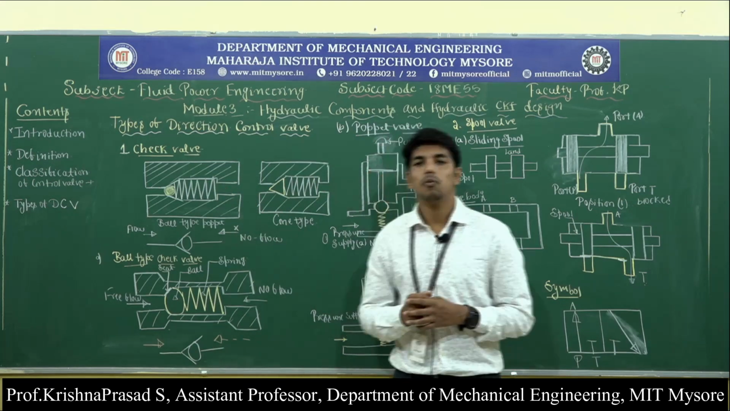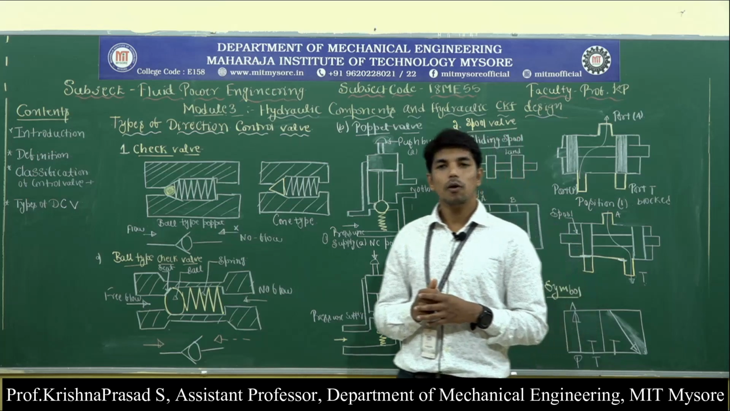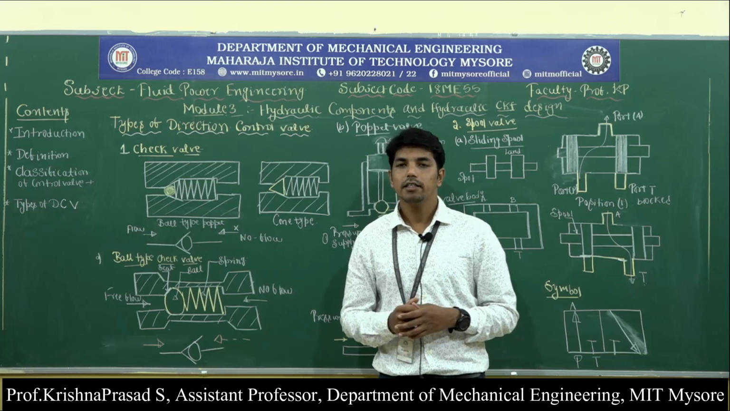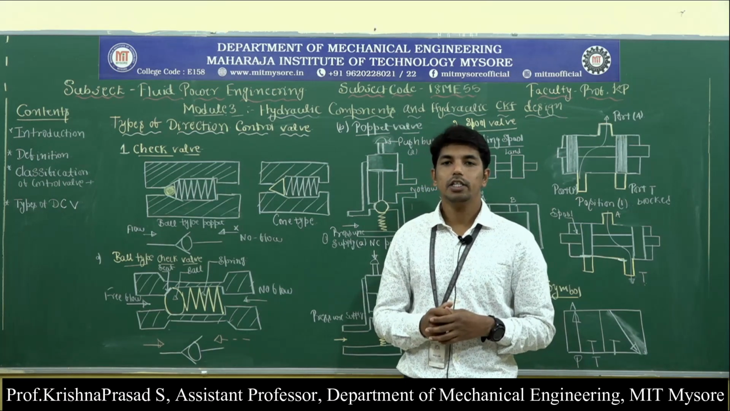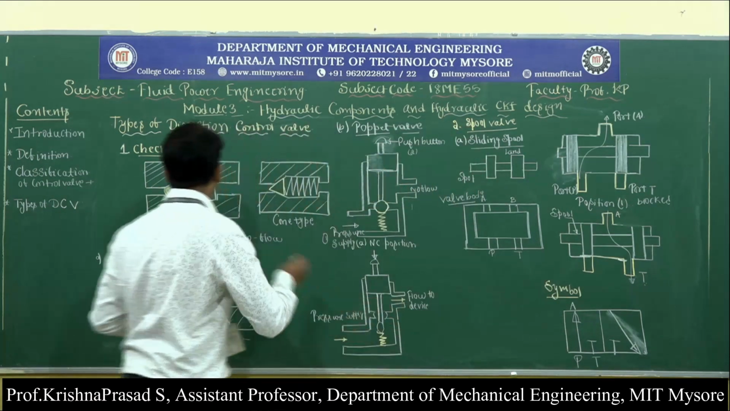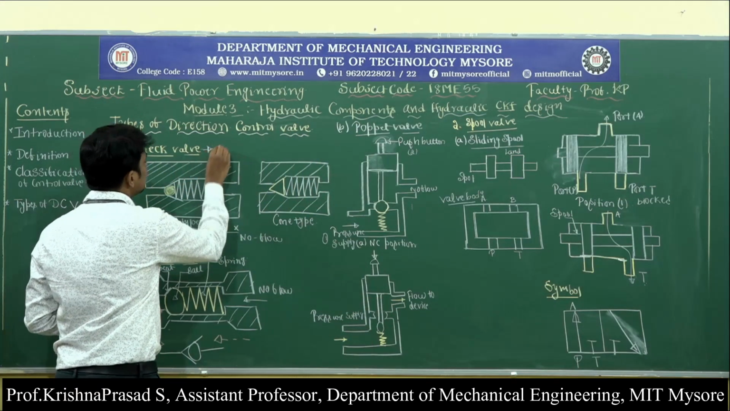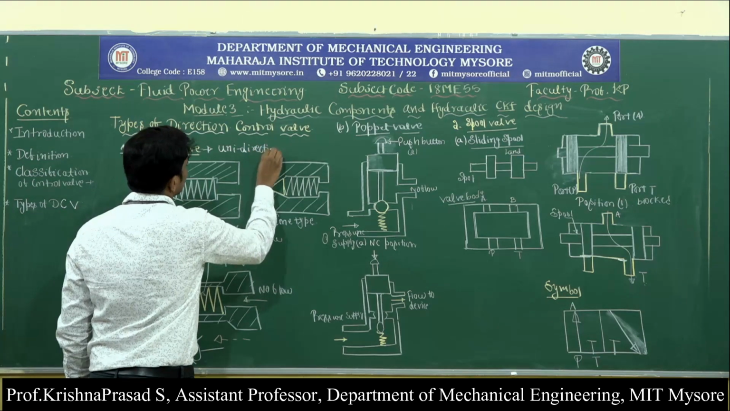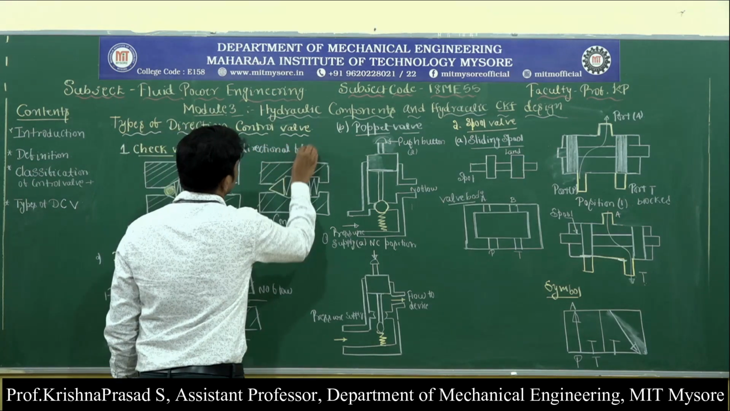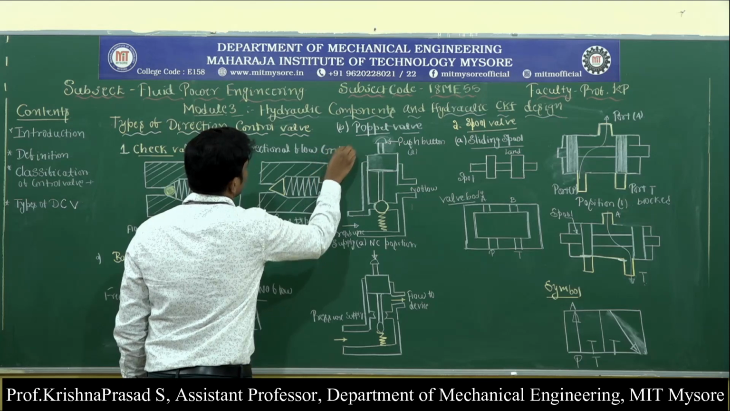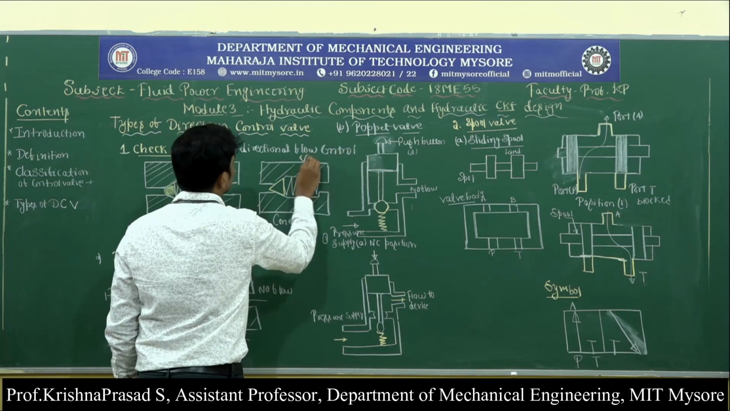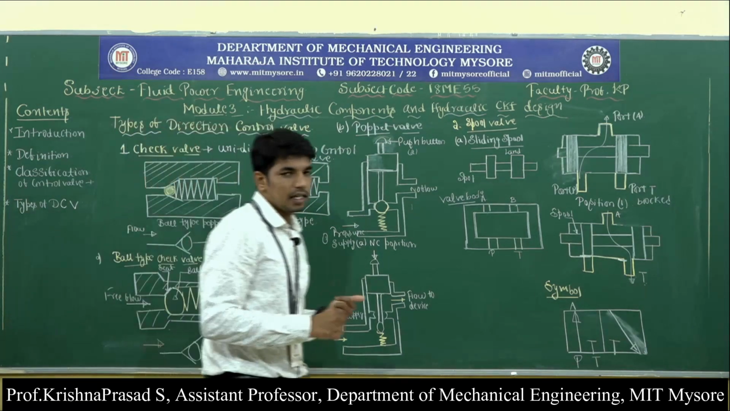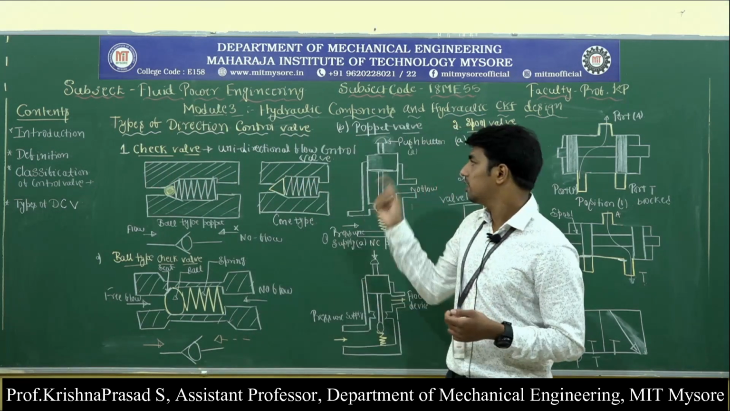So what is meant by the check valve? That is very important. A check valve allows the flow in only one direction. Hence it is also called a unidirectional flow control valve.